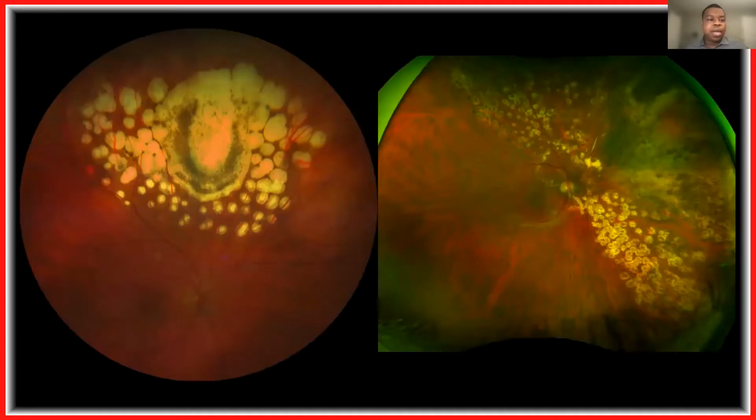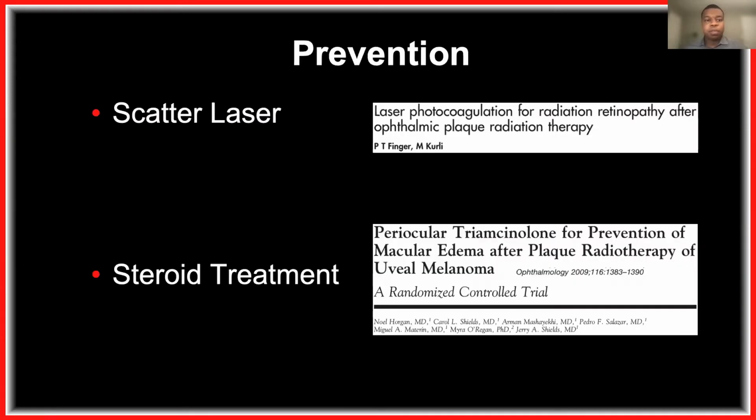Here's a couple of examples of how scatter laser can be considered. So we know, at least when we're doing plaque radiotherapy, there's a 2 millimeter margin around the lesion. And so providing laser in that area will hopefully reduce the areas of ischemia. However, you can also do wide field fluorescein angiography to look at ischemia and kind of treat the entire area where there's signs of ischemia. Additionally, you can see laser is performed over the area of the tumor because presumably the retina that's overlying the tumor is viable and can send out the signal for VEGF and other cytokines.